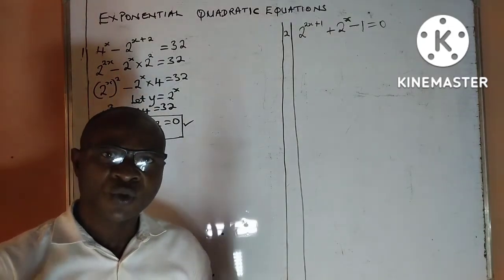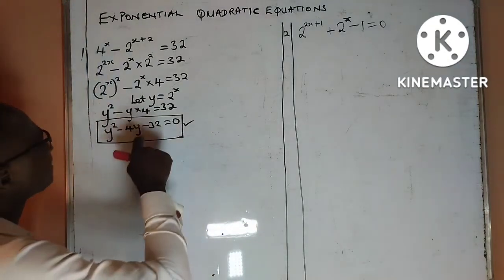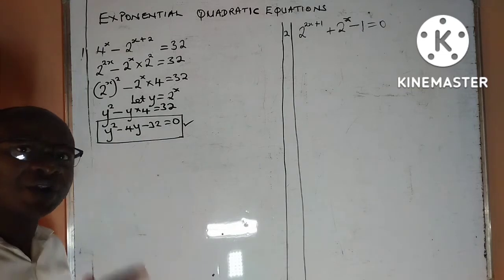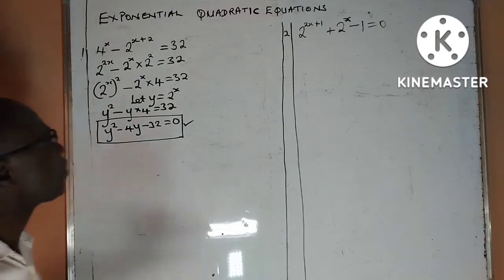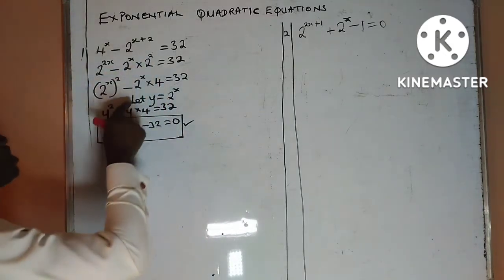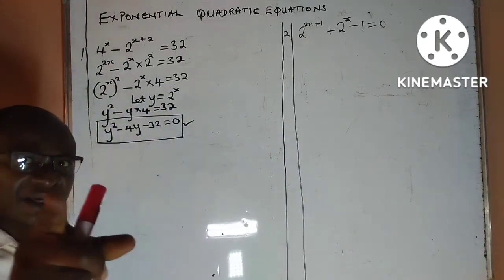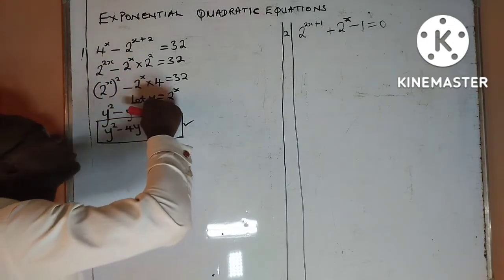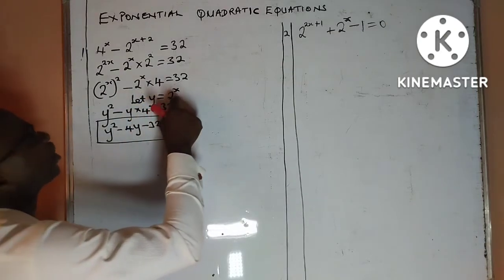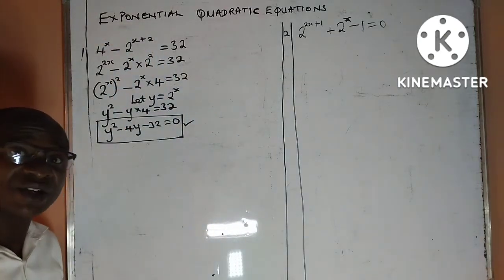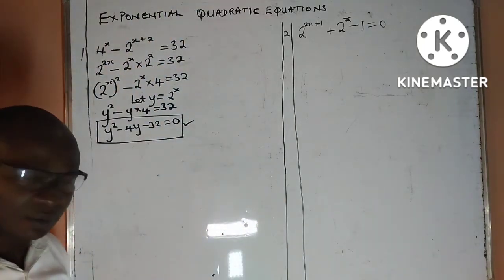See what we will do. We are now going to solve this quadratic equation. That means after solving it using any method of quadratic equation, we will get the values of y. That value of y is what will now come to this place where we said let y equal to 2 raised to the power x. When we get the value of y, we will substitute it here in order to get the value of x, because what the question asked us to do is to get the value of x in this exponential quadratic equation.